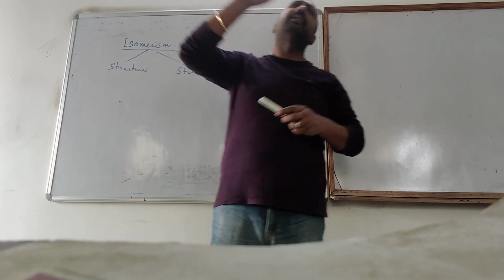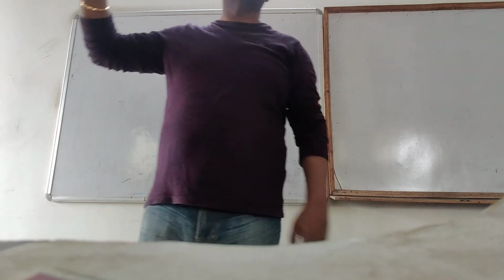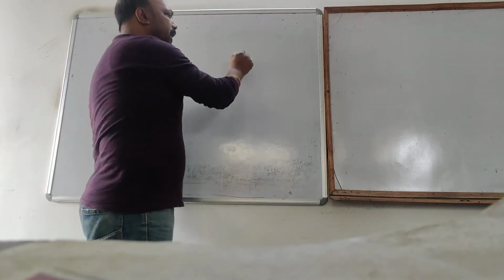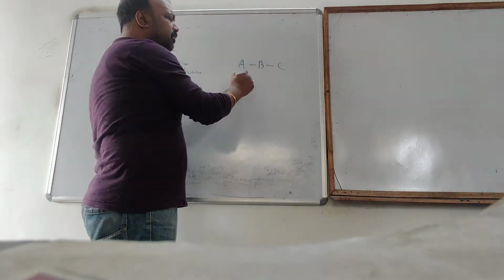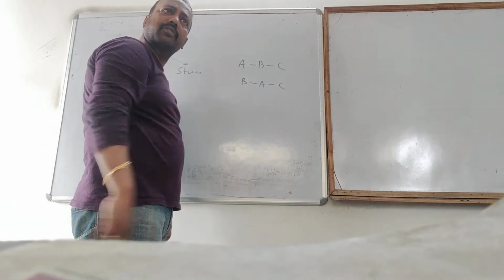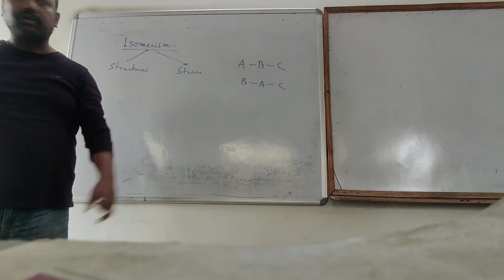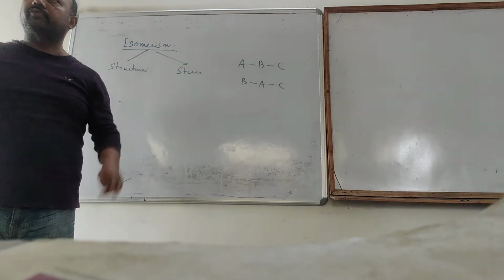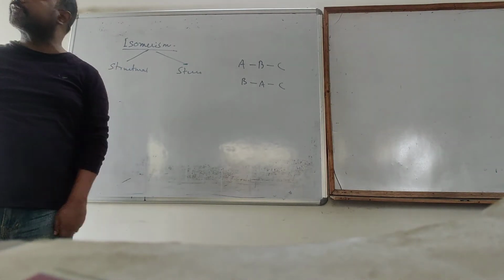Where the bonding is completely different. Suppose A is bonded with B and B is bonded with C. In the other isomer, maybe B is bonded with A and A is bonded with C. These are isomers only, so the bonding is different. Clear? That is structural isomerism, where the nature of the bonding is different. The molecular formula is the same but the bonding is different.